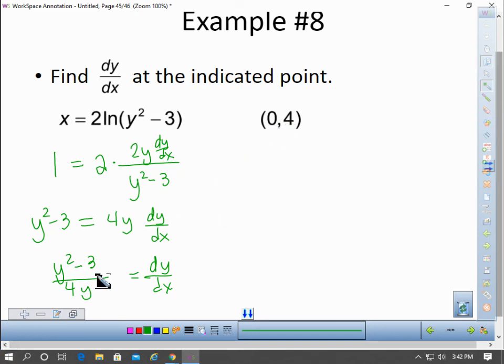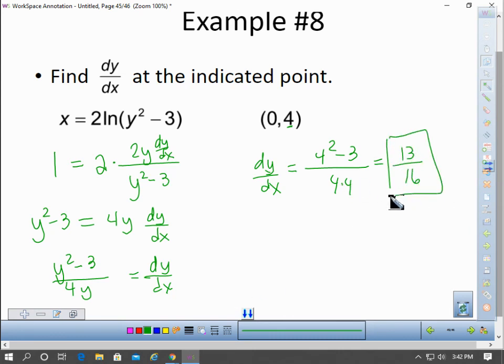All right. So now I want to find the value of the derivative at the point (0, 4). Notice I've just got y values here. So for dy/dx, I'm just going to plug in the y coordinate, which is a 4. So this is going to be 4 squared minus 3 over 4 times 4. So 16 minus 3 is 13, and 4 times 4 is 16. So there's the slope at the indicated point, 13/16. We could have plugged the numbers in earlier, but I still would have gotten 13/16 as my final answer.